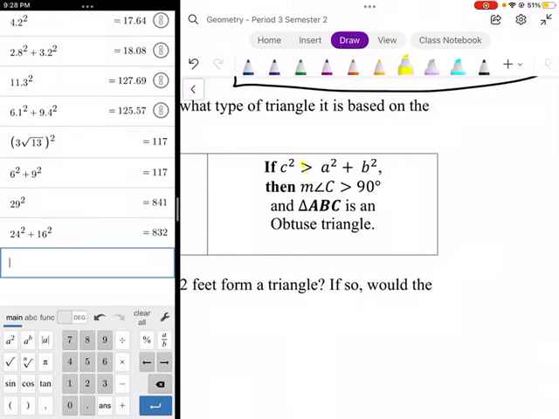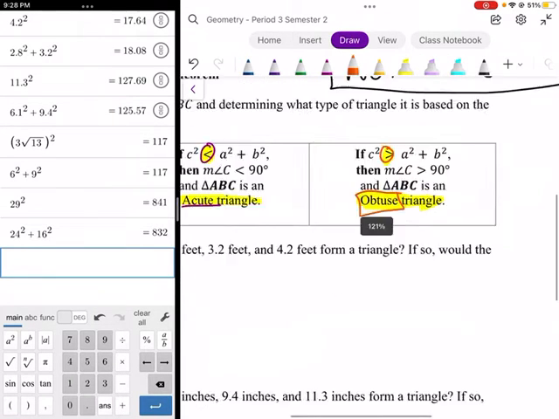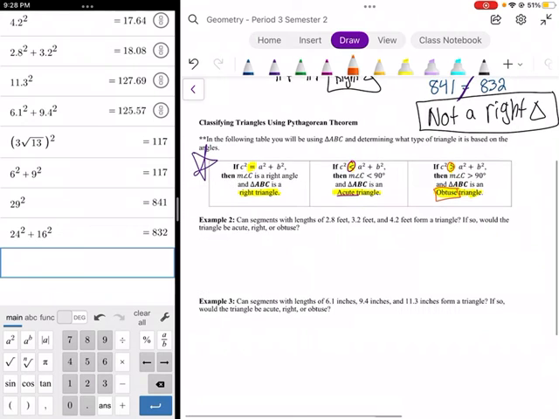And then if c squared is greater than a squared plus b squared, that's when we get our obtuse triangle. So obtuse is when our triangle has the c squared being the largest value. And that's what we're going to use to classify the triangles.